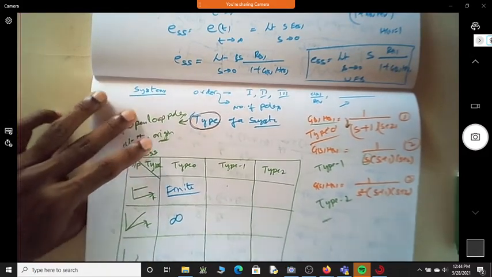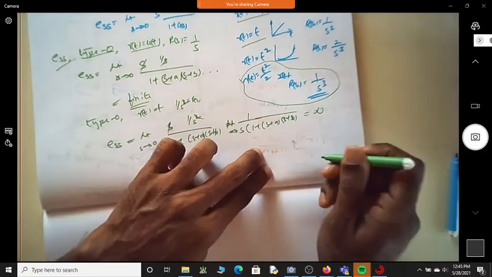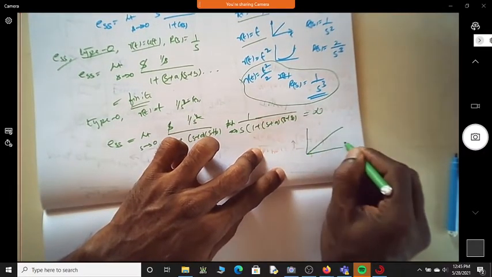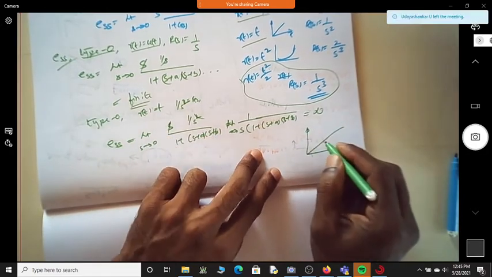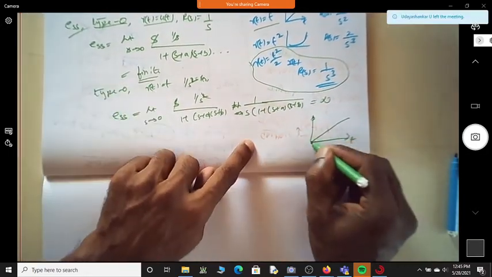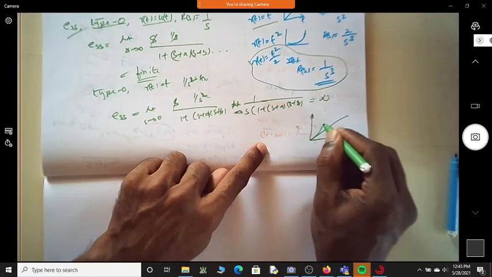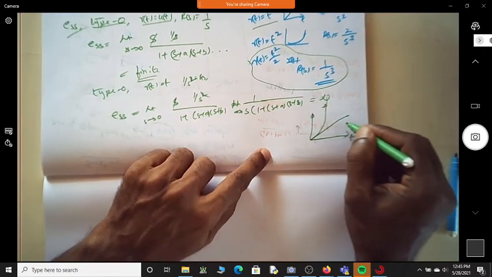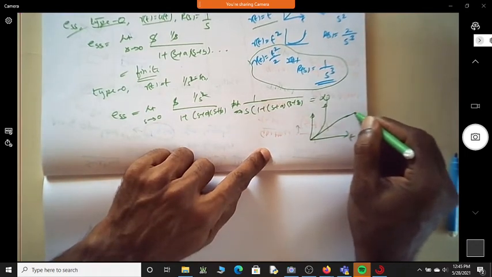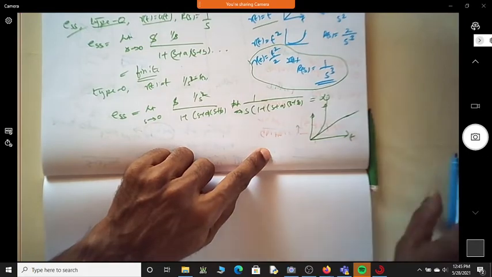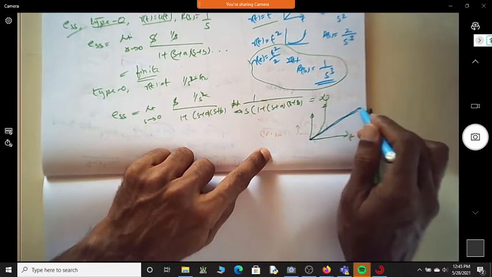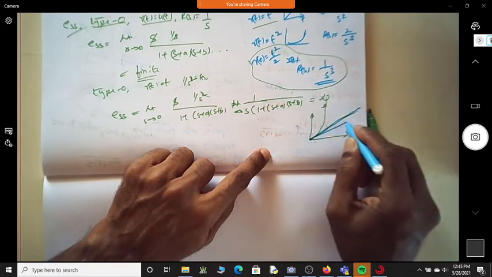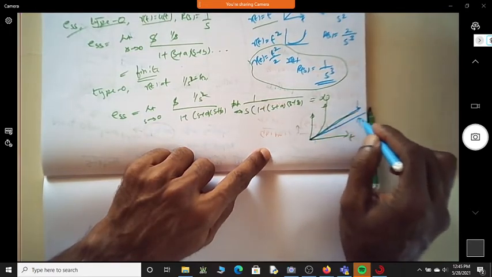Yes, sir. The implication of this is, assume that you have this as your input. And if it is a type 0 system, if you apply something like this, it goes this way. This is the output, this is the actual output, this is the input. Because we know that the output has to be somewhere close to this. Suppose if the output is coming exactly on the same line, what is the error? 0. If the output is something like this, what is the error? Some finite error.